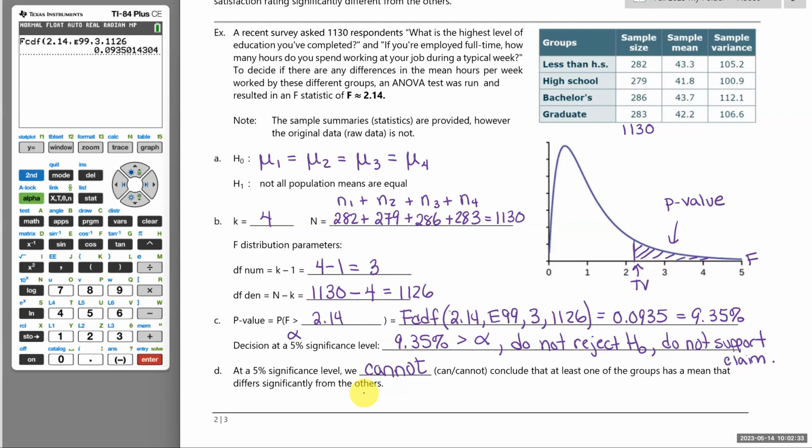So if you're given a problem where they give you the F statistic, you don't have to complete an ANOVA test yourself. You just work with that F value and find your p-value using your FCDF on your calculator.